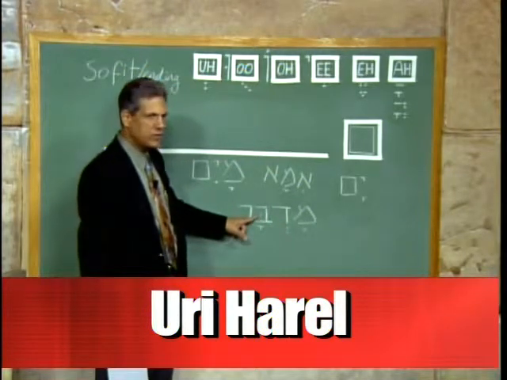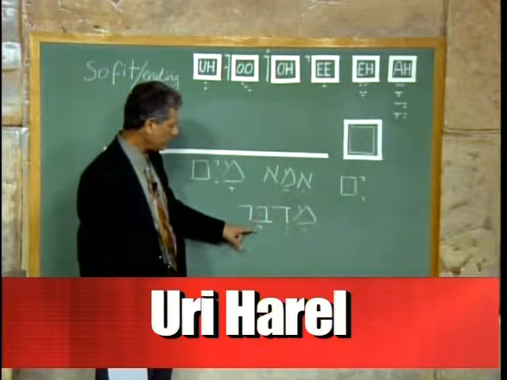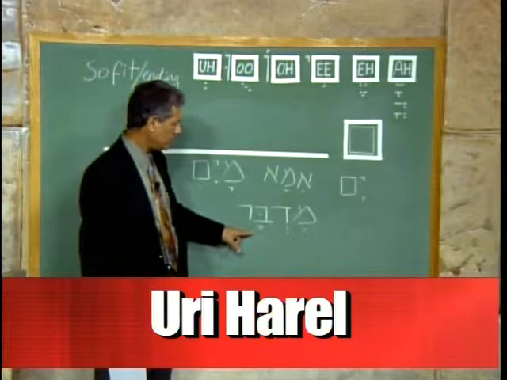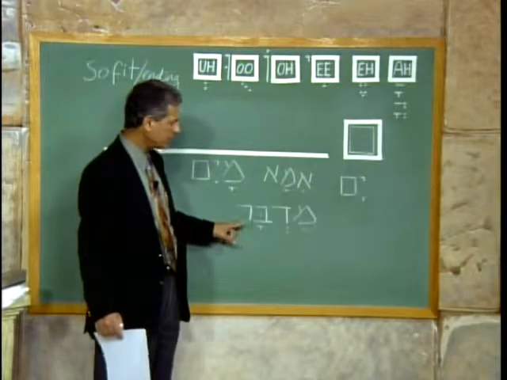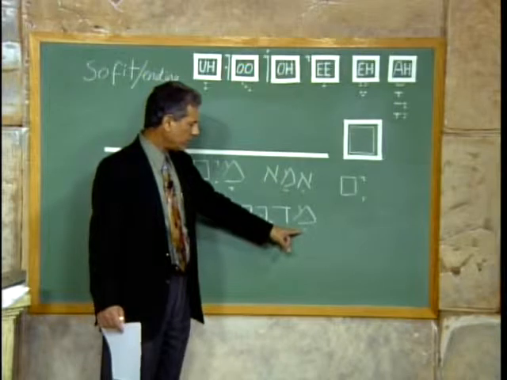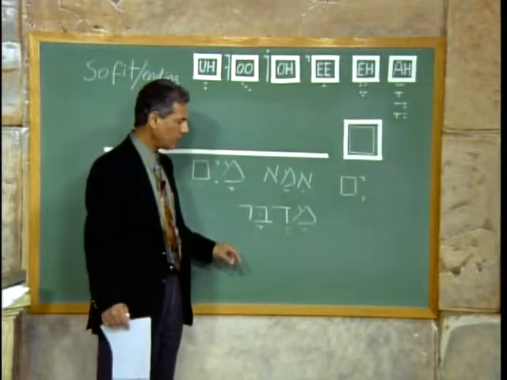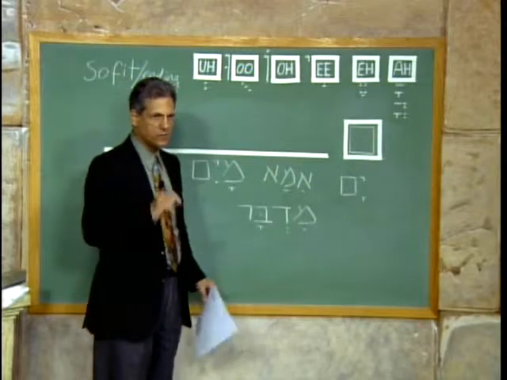Bet with a dagesh, with a dot in the middle, gives us a strong b sound, and an a sound. And a resh, the letter resh that we're still getting to. It's read midbar. Midbar in Hebrew is a desert.